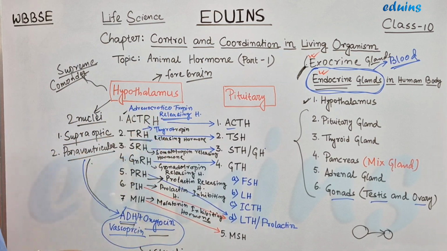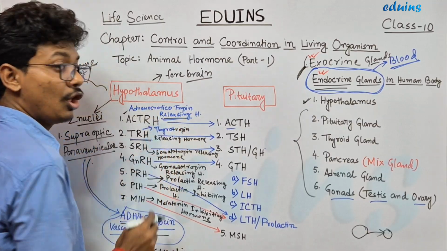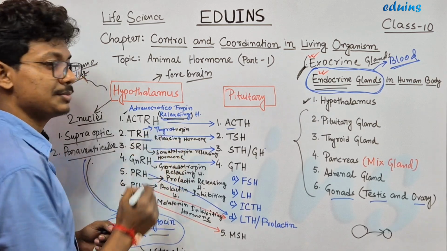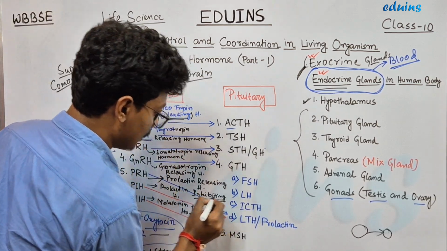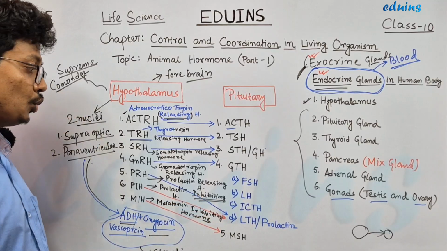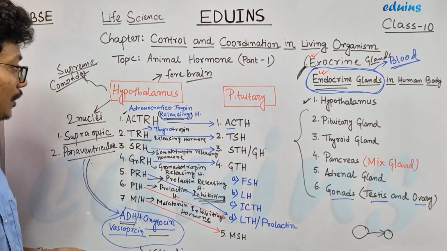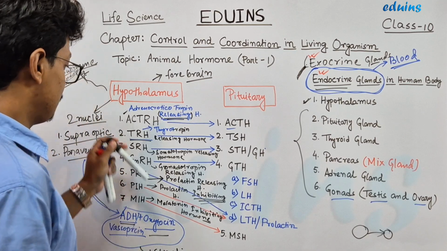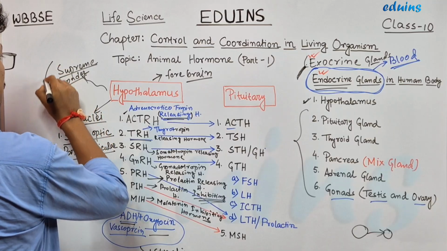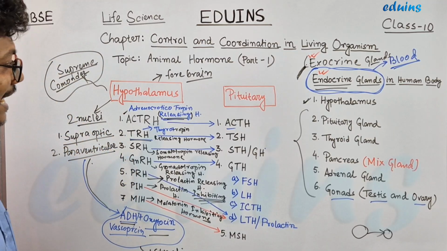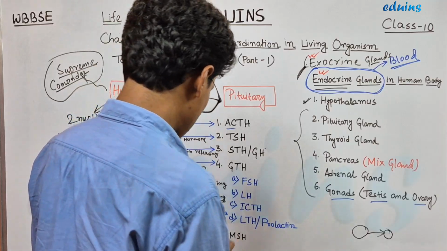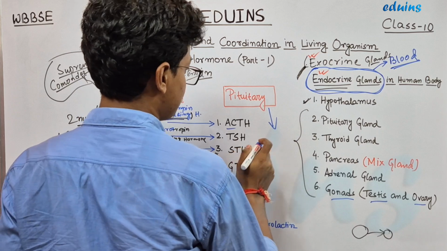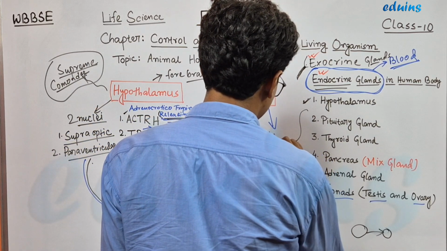So from their names, either they are releasing, which means they influence the gland to release a specific hormone, or inhibiting, which means they inhibit the production of this hormone. So they are the regulatory hormones released from the hypothalamus. That's why it is known as the supreme commander. Next one is the pituitary gland, which is known as the hypophyseal gland.